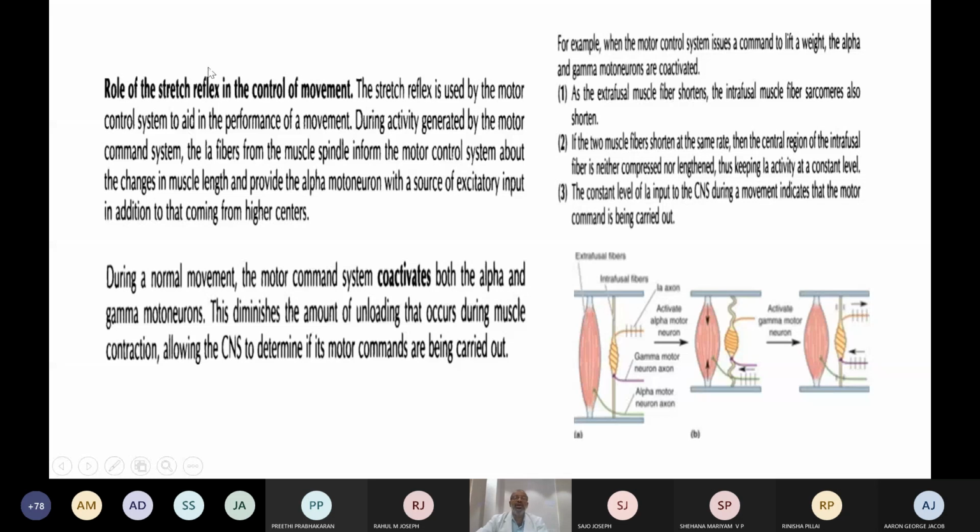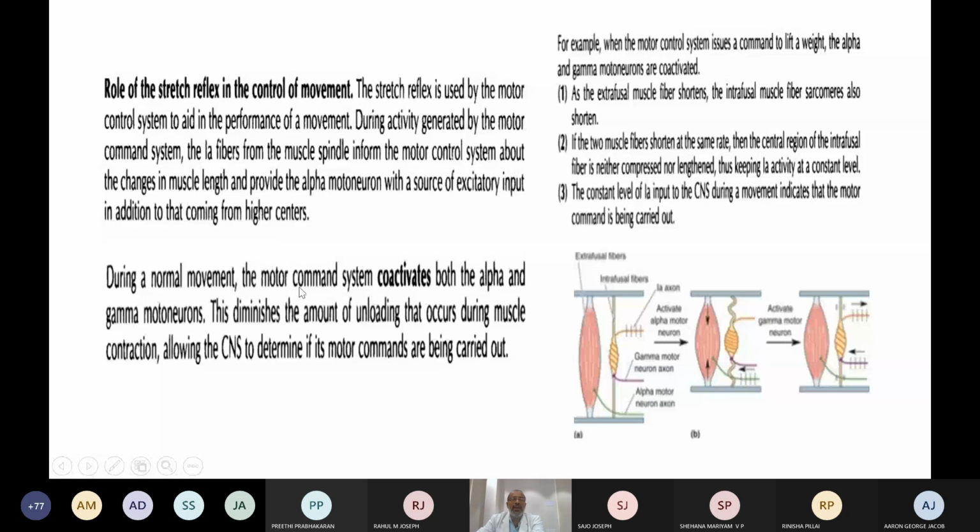Role of stretch reflex in the control of movement. Try to understand, stretch reflex is used by the motor system to help in the performance of a movement. During the activity generated by the motor command system, 1A fibers from the muscle spindle inform the motor control system about the changes in muscle length and provide the alpha motor neuron with a source of excitatory input in addition to that coming from higher centers.